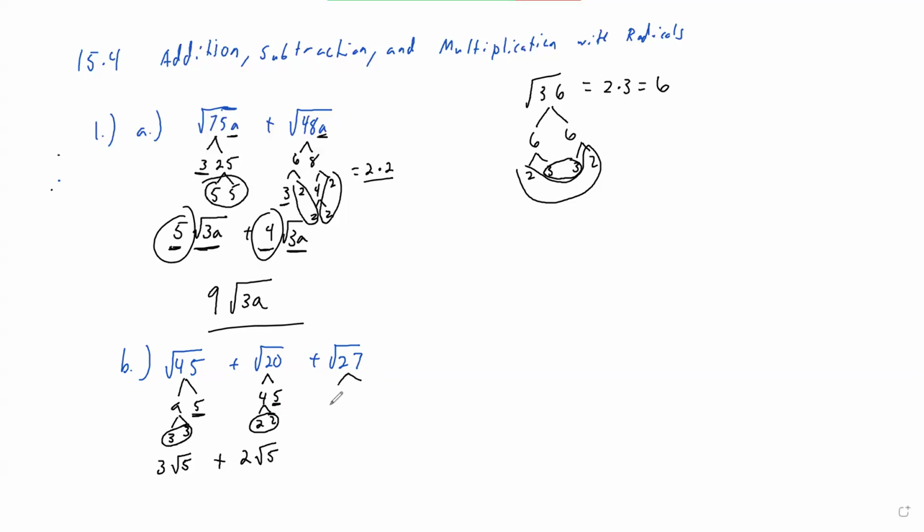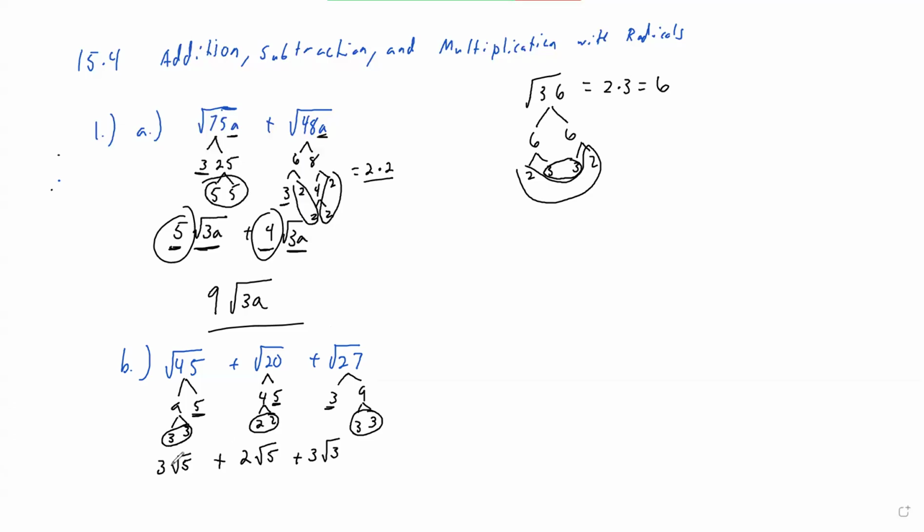What does 27 break into? 9, very good. And then 9 breaks down into 3 and 3. What can I group up? 2 3s. So I'm going to bring that plus sign down. Then the 3, and then I have a leftover 3 inside. So this is what I was talking about up here. Usually they'll all end up being the same, but not always.